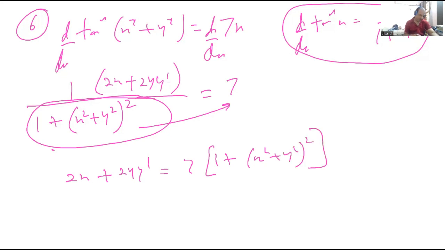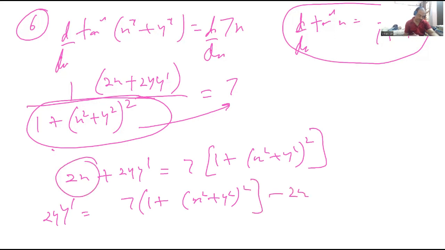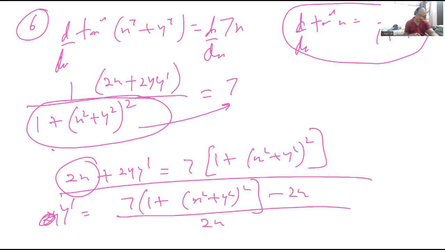Now you have y dash here. 2y y dash, and here it will be 7 bracket 1 plus x squared plus y squared whole square, and this will go into this part minus 2x. In the next step, you have to find the y dash, therefore you have to put 2x in the denominator of this part. Okay, clear? Let's start with something new.